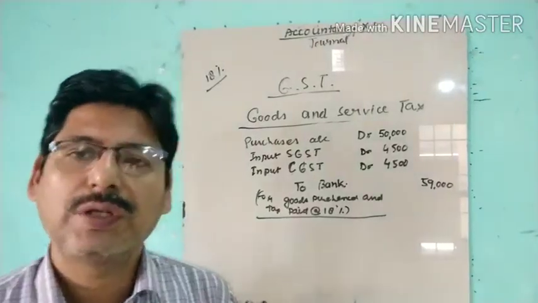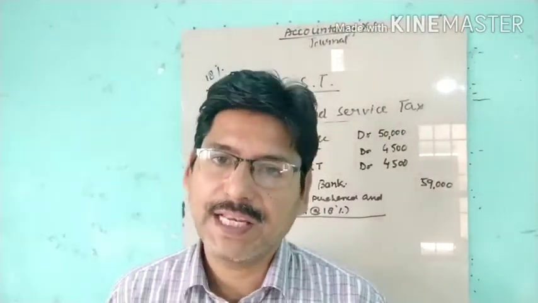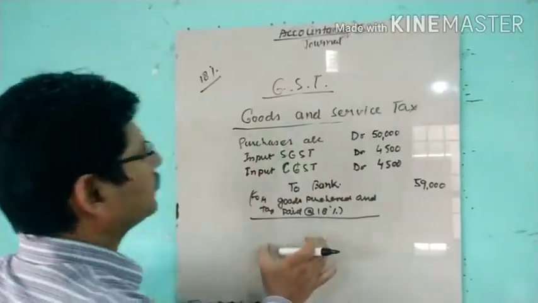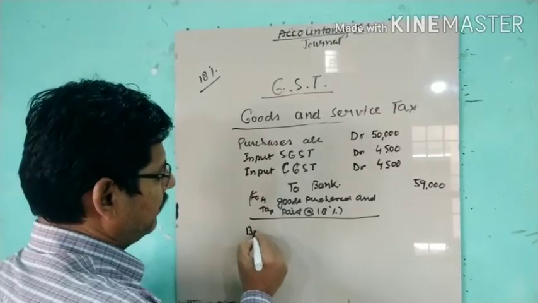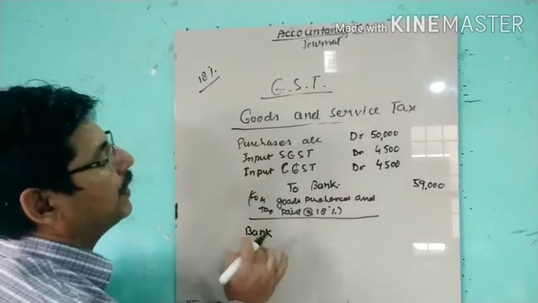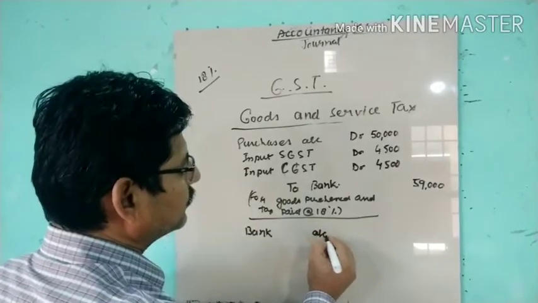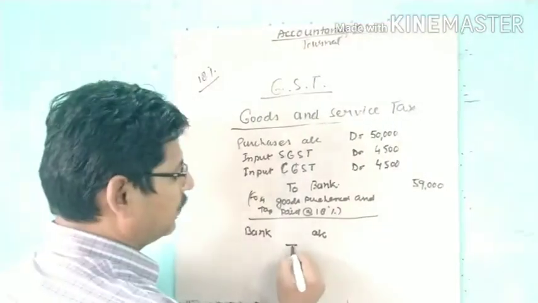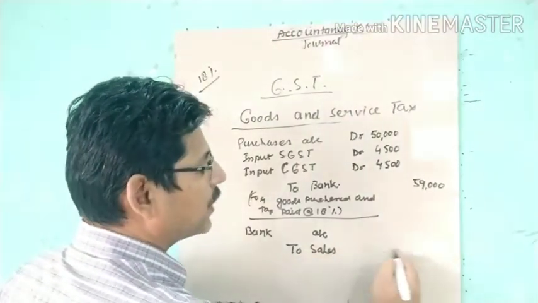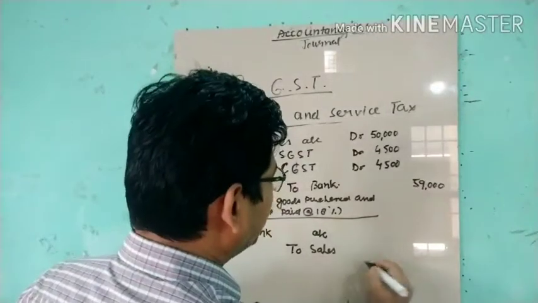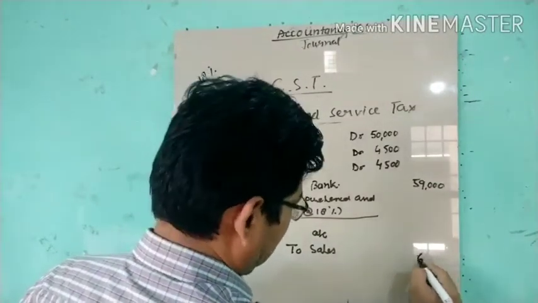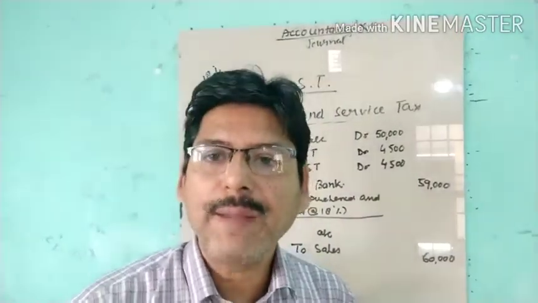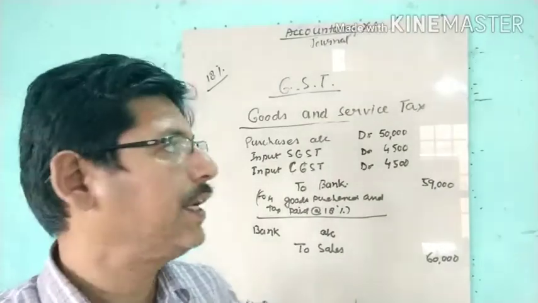Now we are selling this good. We are selling it for 60,000. So when we are selling, we are receiving the amount in bank account, debit. Bank account debit to sales. How much are we selling? 60,000 rupees worth of goods we are selling. And on that we have to collect the tax, that is 18%.